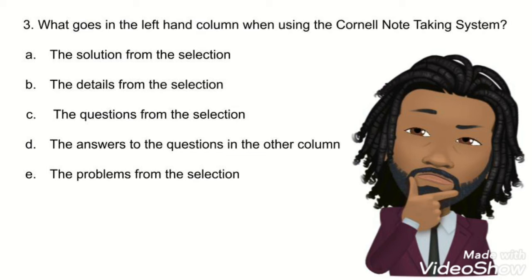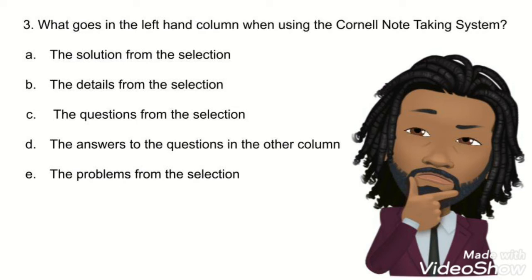Now, I looked at my possible answers, and all of them say that. In the left column, A, you're going to write the solution from the selection. B, you're going to write the details from the selection. C, you're going to write the questions from the selection. D, the answers to the questions in the other column.